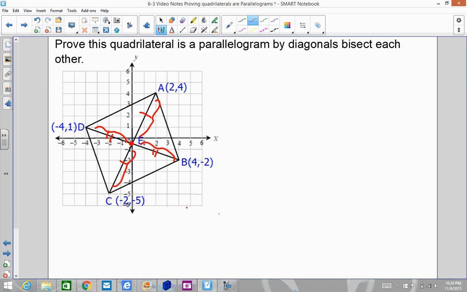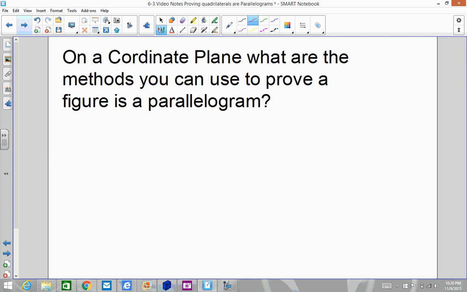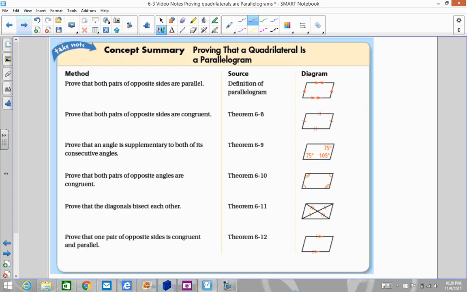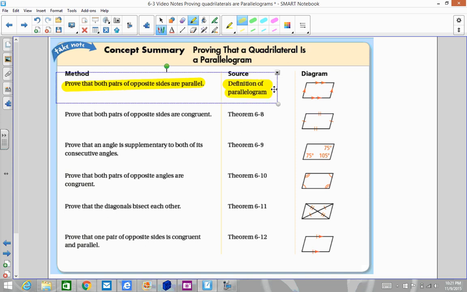Okay. And so then let's look at our last little thing. So on a coordinate plane, what are the methods you can use to prove a figure is a parallelogram? All right, so let's look at this. We can prove that both pairs of opposite sides are parallel. And so that method works on a coordinate plane. Prove that both pairs of opposite sides are congruent. That works on a coordinate plane. Prove that an angle is supplementary to both of its neighbors. That does not work on a coordinate plane.